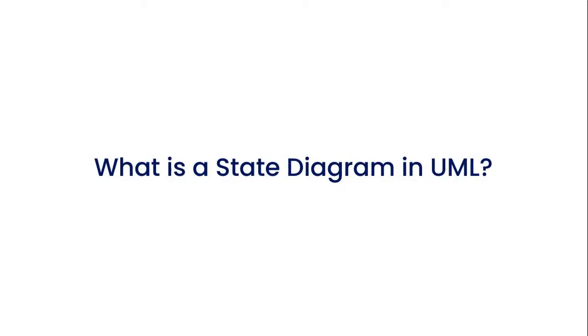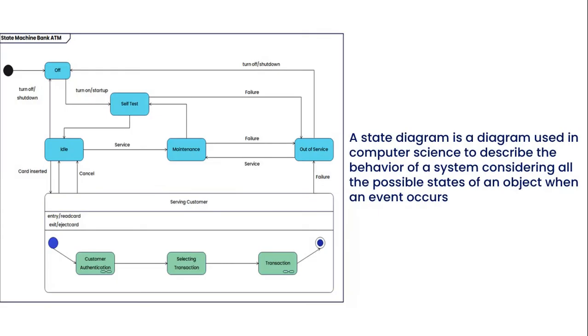Let's start with understanding what a state diagram in UML is. A state diagram is a diagram used in computer science to describe the behavior of a system considering all the possible states of an object when an event occurs.